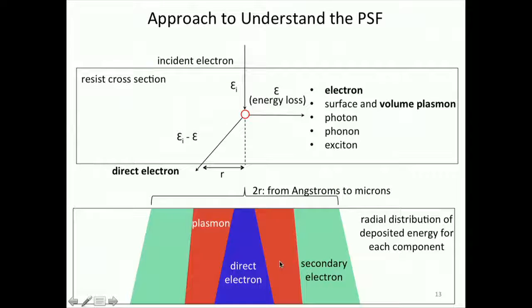What I want to do is to measure the radial distribution of deposited energy for each component, which means I want to see the energy deposited by the direct and primary beam, the direct beam. I also want to measure the energy deposited by the propagation of volume plasmons and secondary electrons.